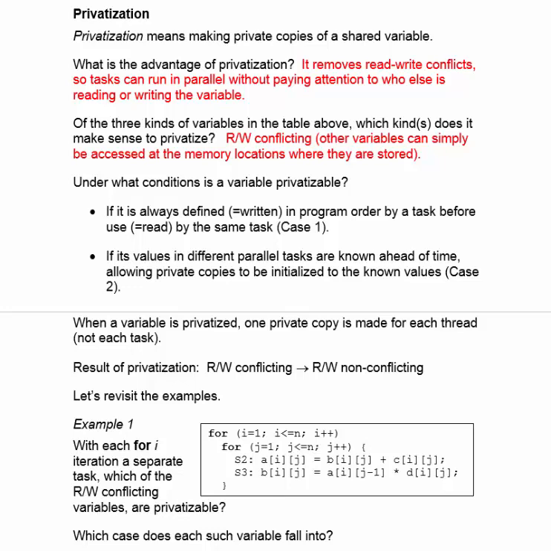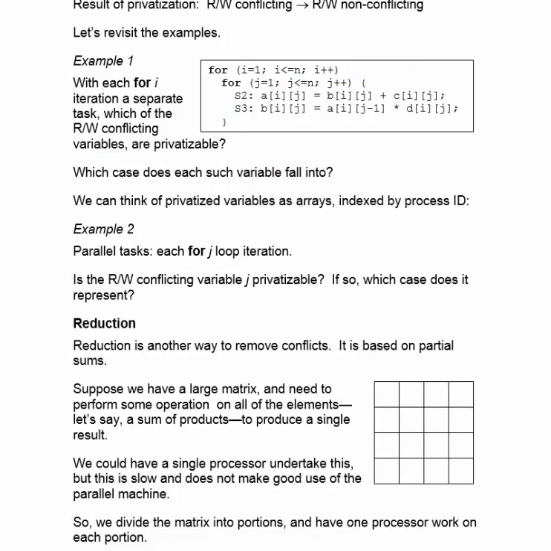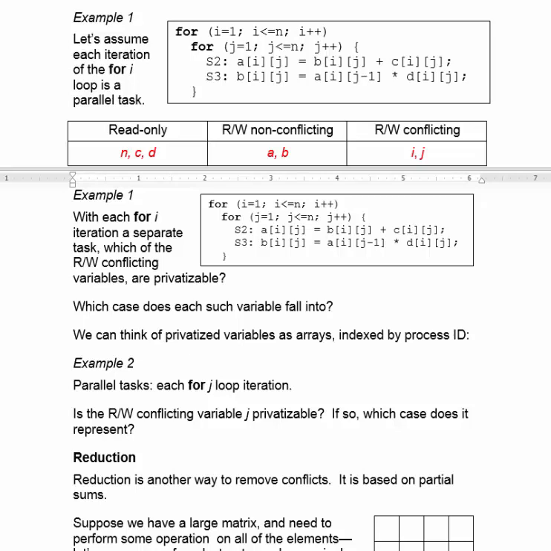So let's look at the example that we had before. Let's look at example 1 and see which variables are privatizable. Let's take the case in example 1 where each for-I iteration was a separate task. In this case, which of the read-write conflicting variables are privatizable? Well, note that the read-write conflicting variables were I and j. Which of them would be privatizable? Can we create a separate copy of I for each iteration? Can we create a separate copy of j for each iteration? Well, yes, we can.